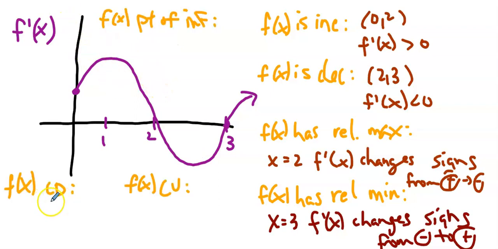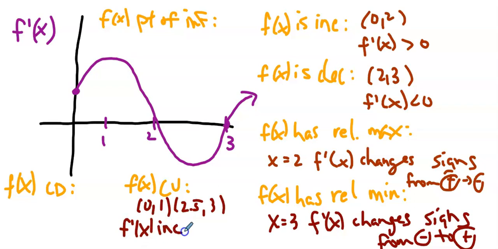And then finally, as I just said, where is it concave up and concave down? Well, it is going to be concave up from 0 to 1. And it's going to be concave up from, let's just say this is 2.5 to 3. And it's because f prime of x is increasing, or the second derivative, which is the slope of this slope, is going to be greater than 0.